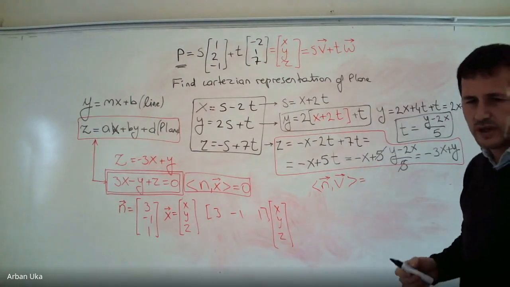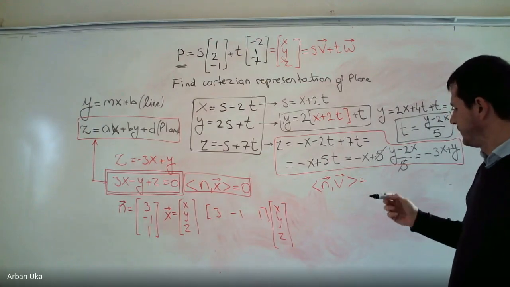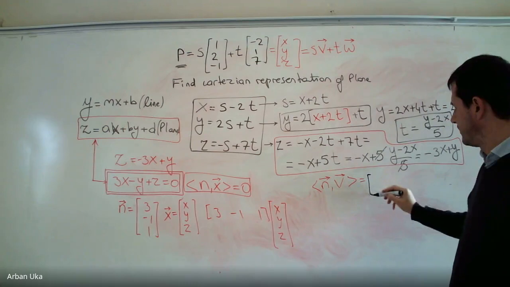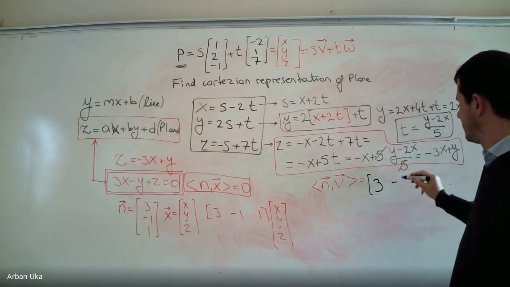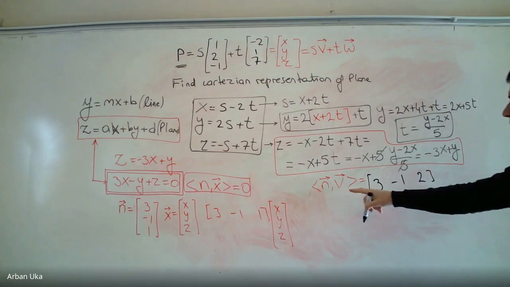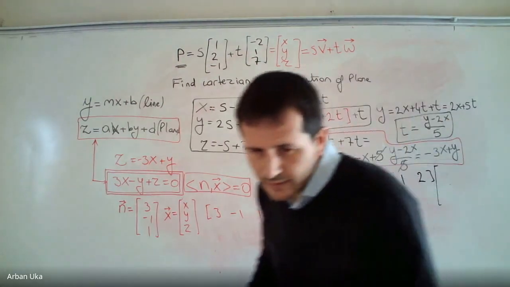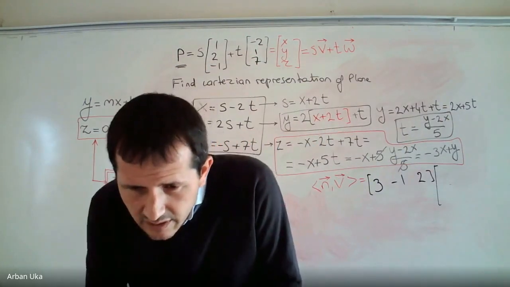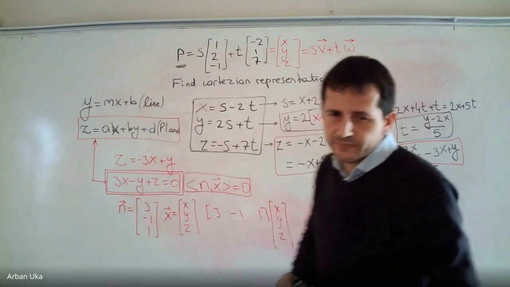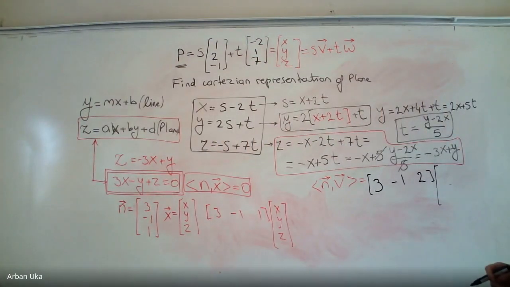So who can do this? Anyone as a volunteer? This is the transpose of n. What is V? Anyway, I need to pick someone. After Christy, I think Joanna. Joanna, can you answer this? So V is (1, 2, -1). What is the answer here? We get 3 minus 2 minus 1. What do we get? 0.